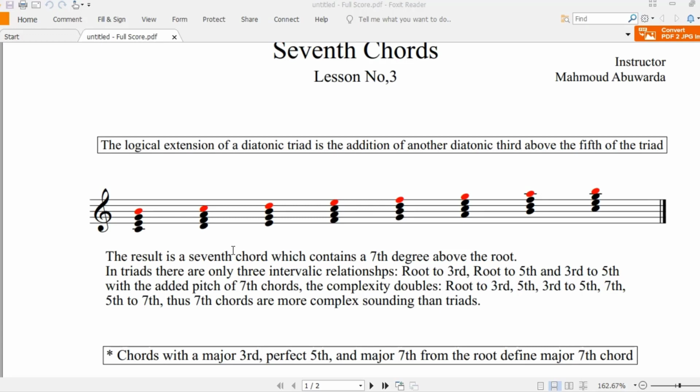With the added pitch of the seventh chord, the complexity doubles. So we have root to third to fifth, third to fifth to seventh, and fifth to seventh. Those seventh chords sound more complex than triads. And this seventh, as we said, allows us to extend the chord more and add the ninth, the 7 flat 9, 13, etc.